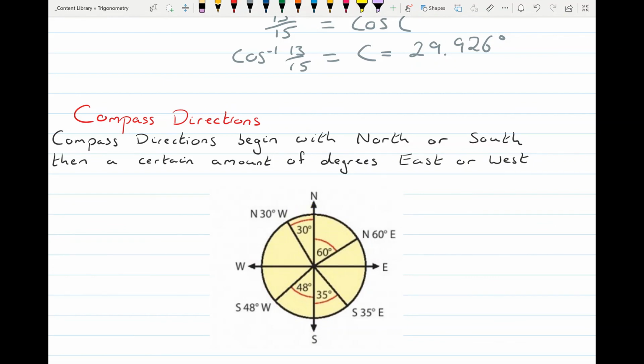Or it could be north 60 degrees east, as in that angle. Or south 35 degrees east, or south 48 degrees west. And that's how you read them off. So it tells you north or south and then how many degrees either east or west.